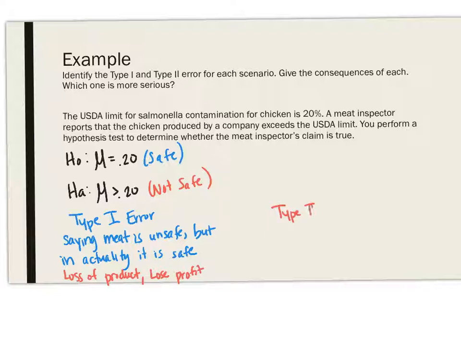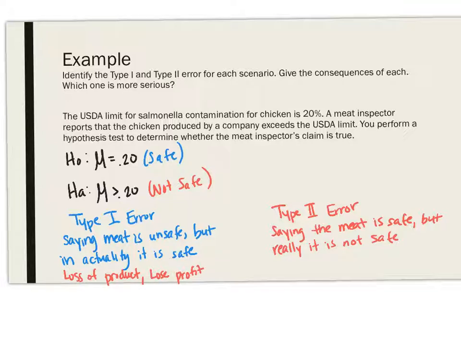And a type 2 error, well, what's this one? So now, in order for a type 2 error, we have to fail to reject a false null. So it has to be a false null this time. So the meat's really unsafe. That would be the false null. Or the meat is unsafe. That's really what's happening here. But we say it's safe because we failed to reject this false null. So it looks like this. You're saying the meat is safe. Which is actually false. It's not safe. But really, it is not safe.